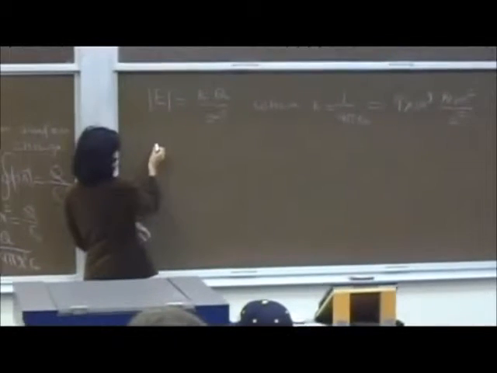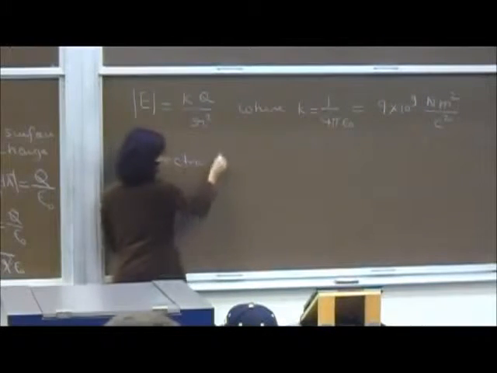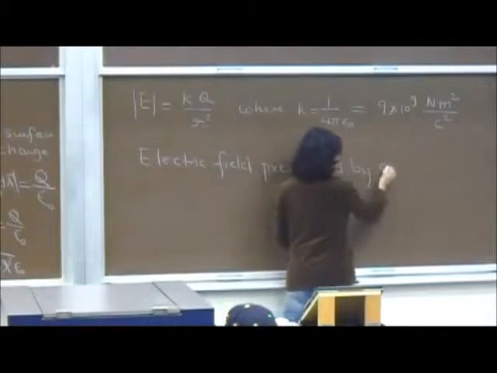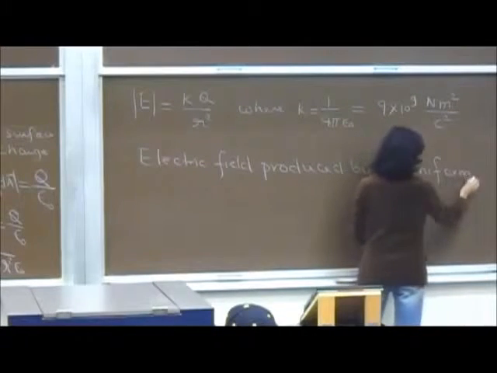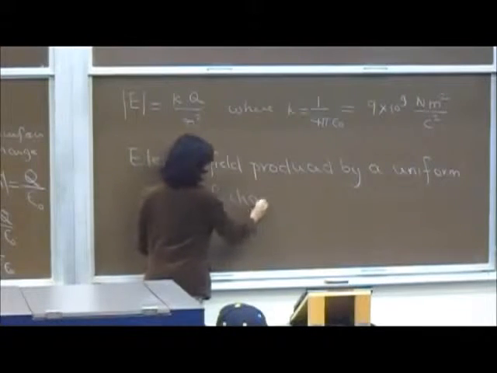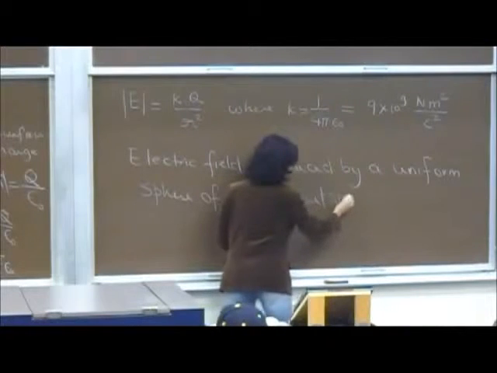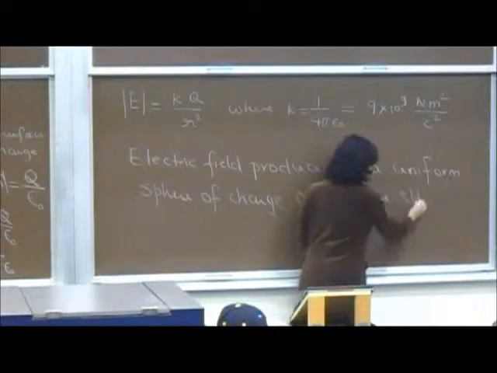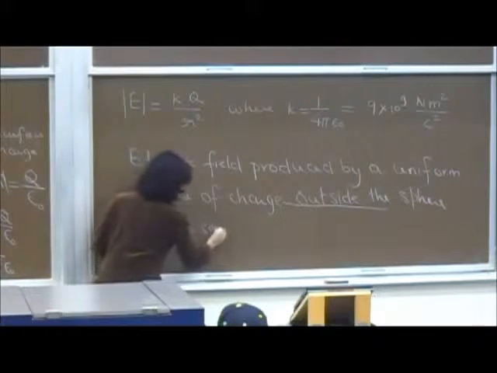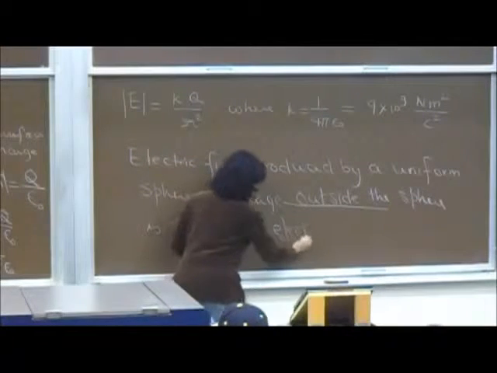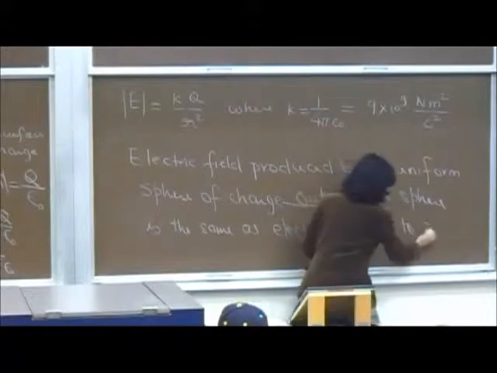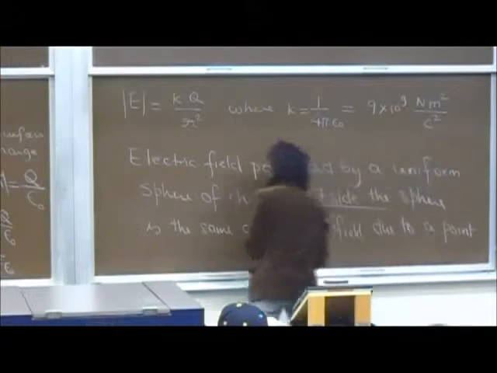So to summarize, electric field produced by a uniform sphere of charge outside the sphere is the same as electric field due to a point charge at the center of the sphere.